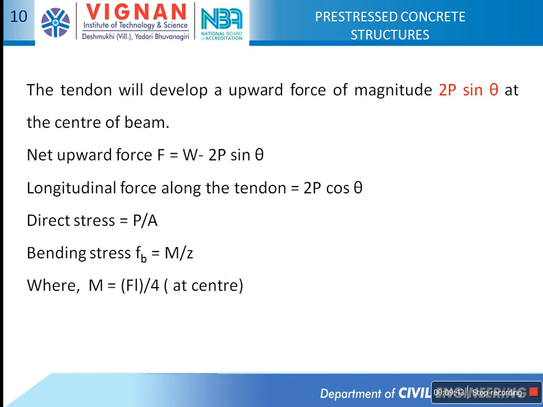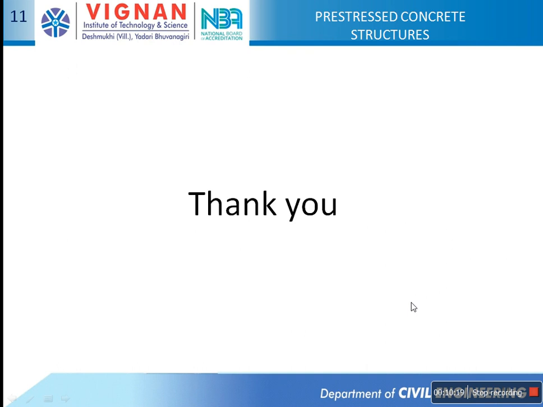So direct stress will remain constant as P by A, and the bending stress is M by Z. But here the M value will differ as F into L by 4, that is W into L by 4 in the normal case, but here the value of F will be W minus 2P into sin theta. The resultant stress will be the summation of P by A and the bending stress, that is M by Z, which is as usual tensile in nature in the top fibers and compressive in nature at the bottom fibers.